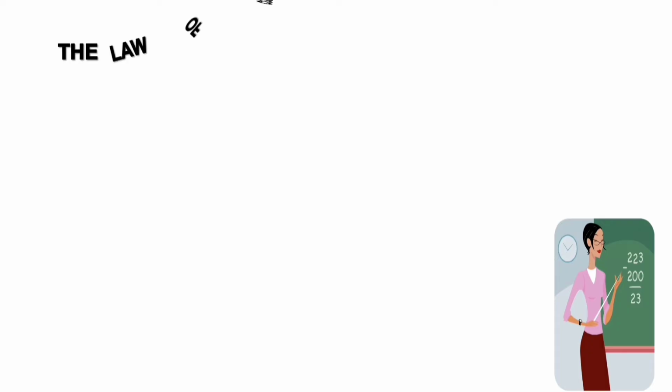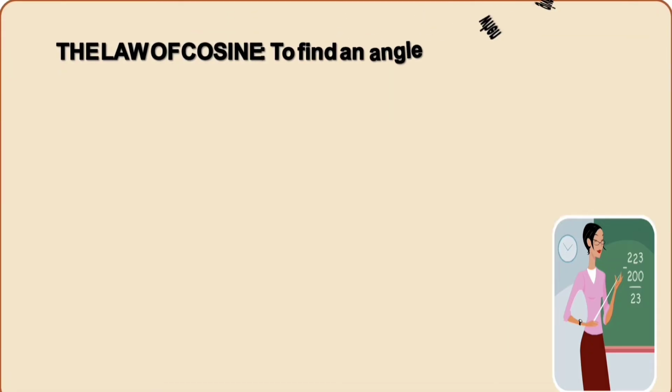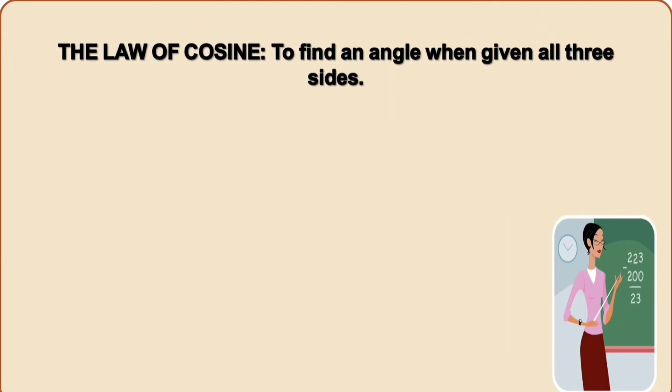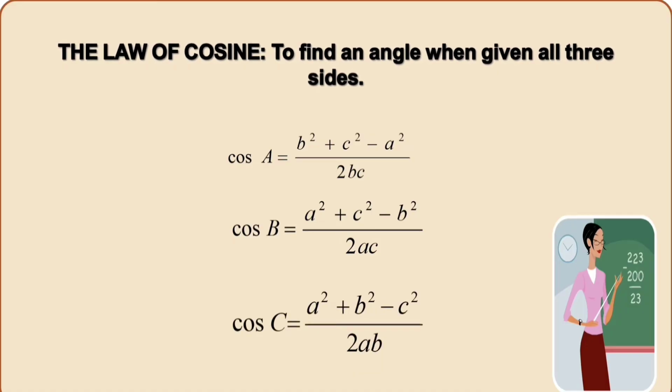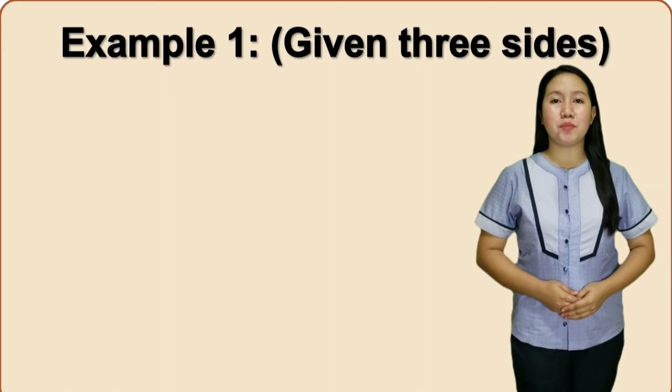The law of cosine, to find an angle when given all three sides. Cosine A is equal to B squared plus C squared minus A squared over 2BC. Next, cosine B is equal to A squared plus C squared minus B squared over 2AC. And the last one, we have cosine C is equal to A squared plus B squared minus C squared over 2AB.